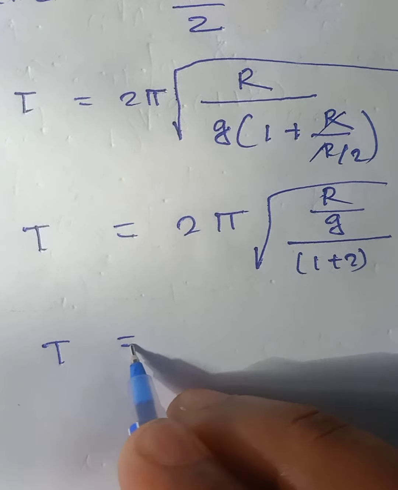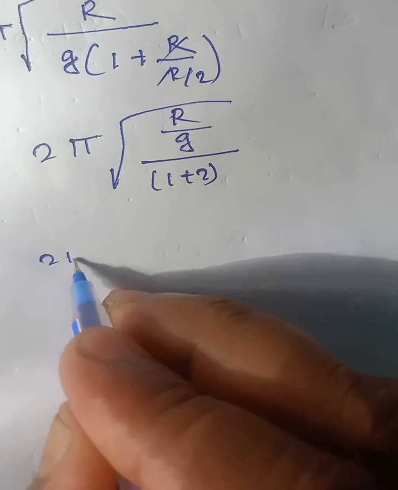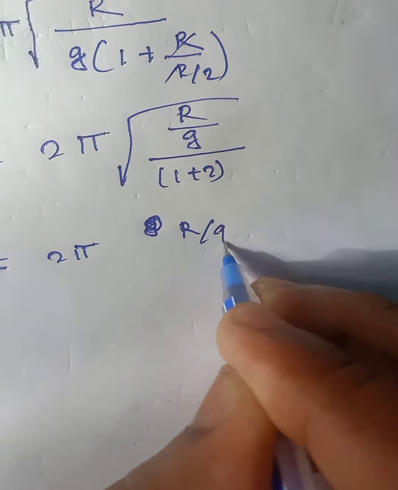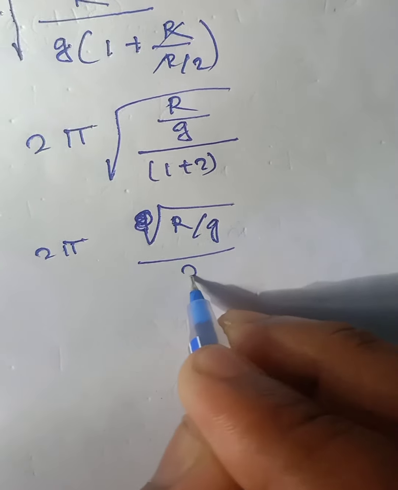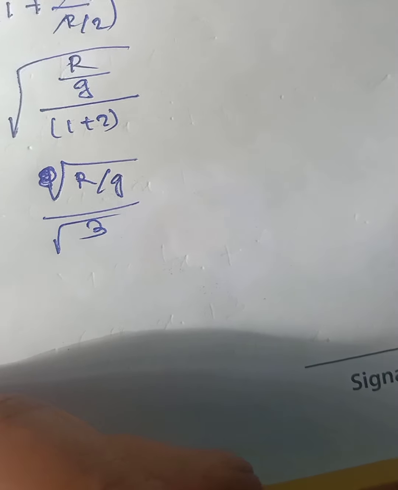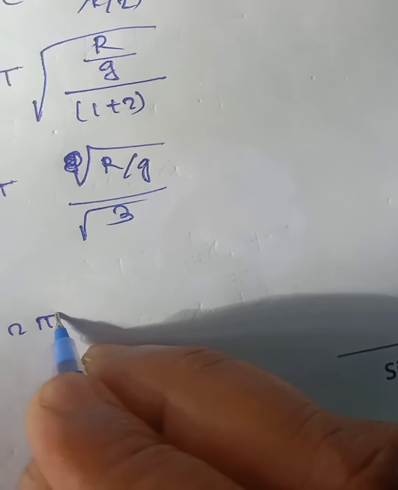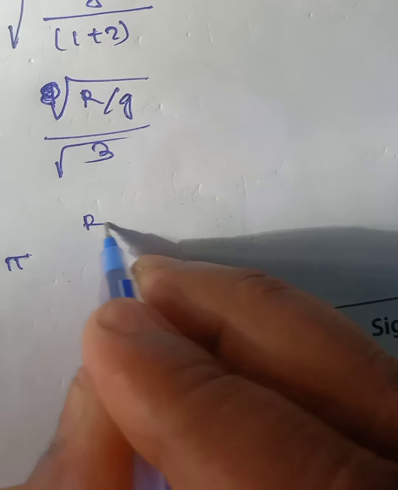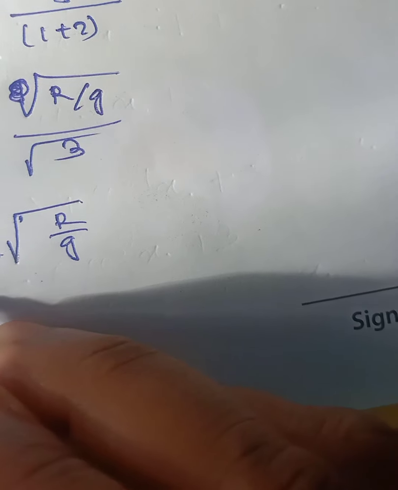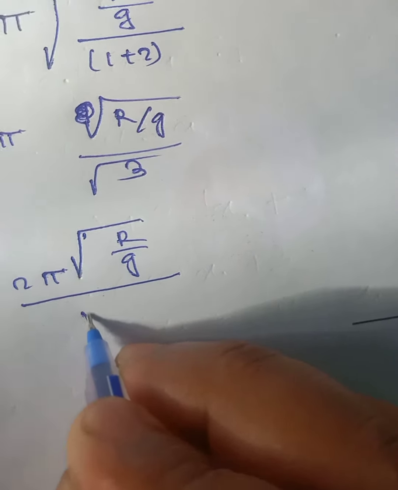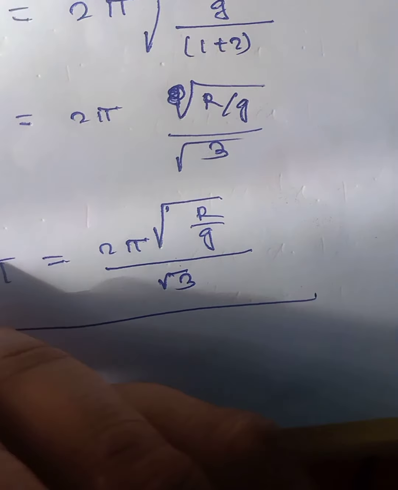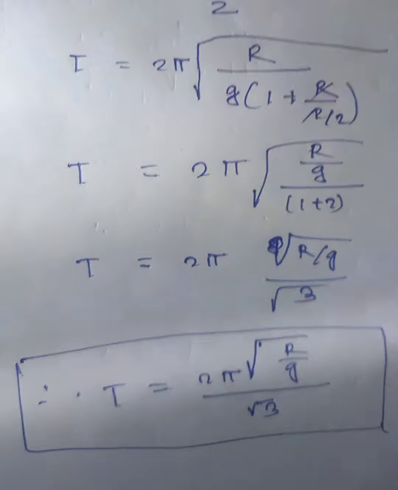So time period equals 2π root of R by G divided by root 3. Therefore the time period equals 2π root of R by G divided by root 3. Okay.